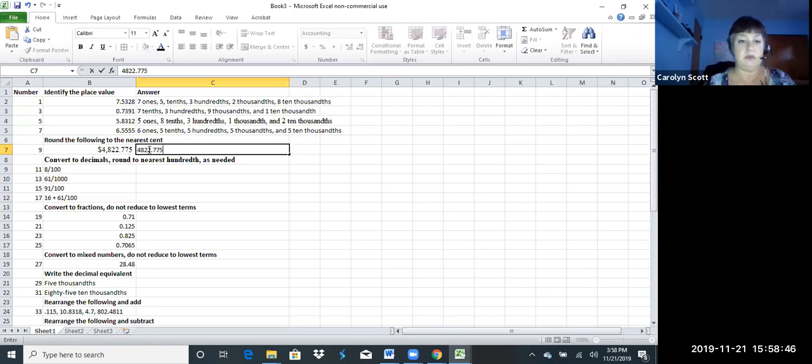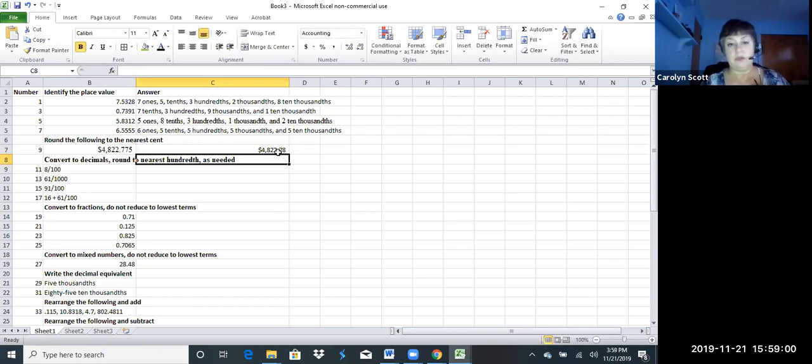So that makes us 4822.775. And since I'm doing this in Excel, something interesting is going to happen. It's going to do it for me when I get away from the cell: 4822.78. So it double checked me. I was correct.